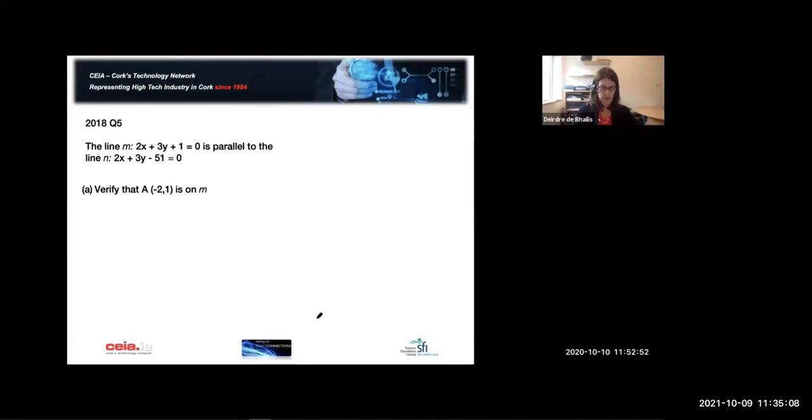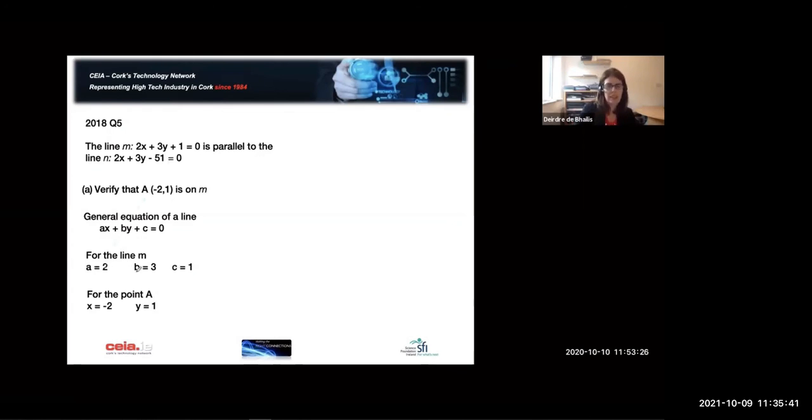So again, we know that if a point is on a line, then it should satisfy the equation of the line. So the equation of the line is, in this case, 2x plus 3y plus 1 equals 0. And the point A is minus 2 and 1.